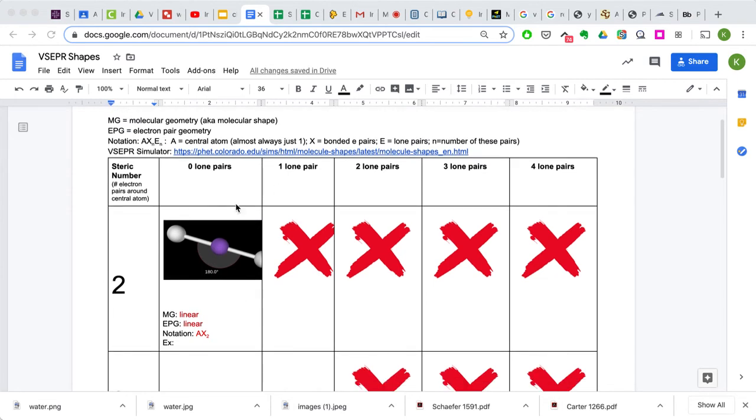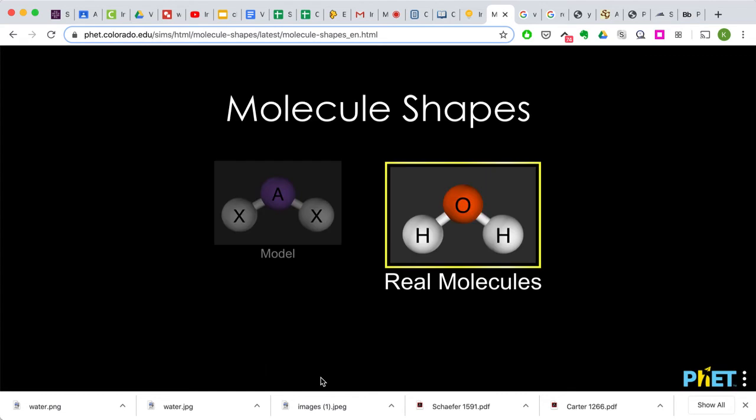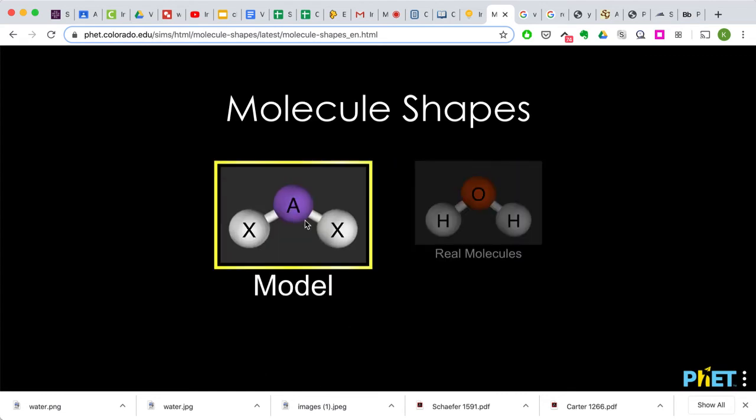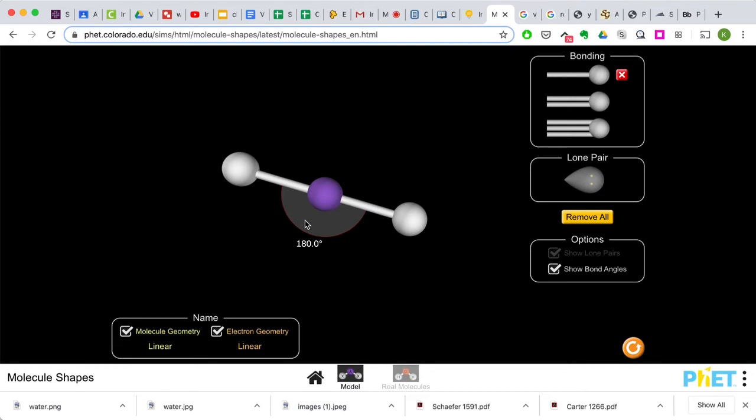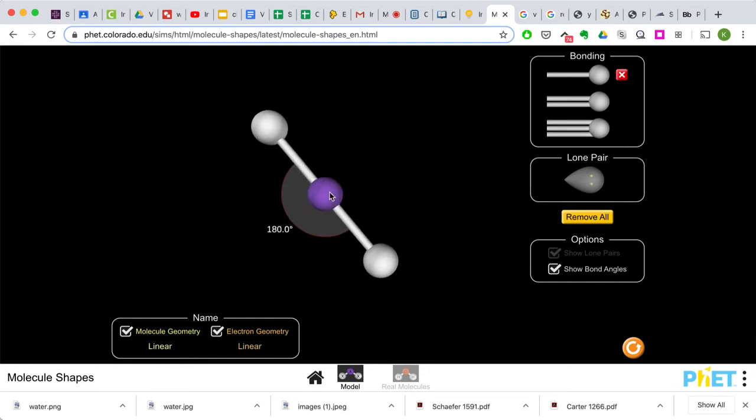So what you're going to do is click this link and go find this simulation. You'll see a home screen that looks like this, and you're going to click the model and enter the models first. Now, the simplest of all models would be this linear shape. Notice that I can attach single, double, or even triple bonds. And when I attach two single bonds, this shows me the angles.